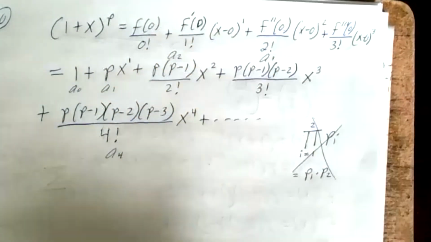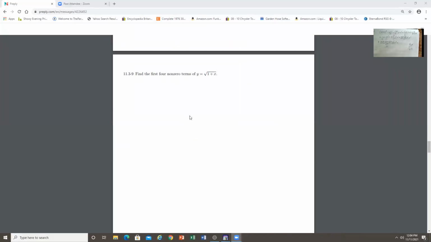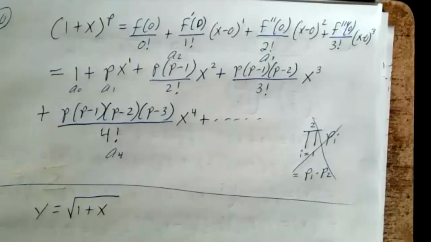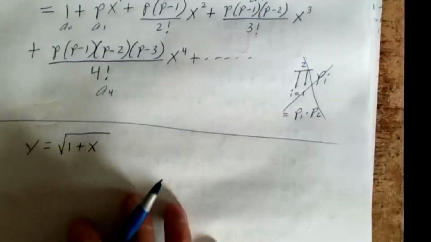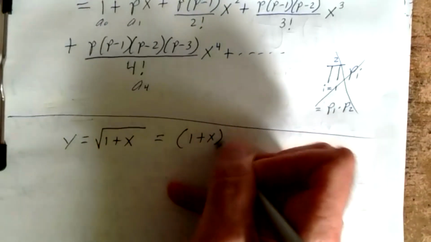All right. Disregard that. Now they want you to find the first 4 non-zero terms of y equals the square root of 1 plus x, the first four non-zero terms. But do you agree that we can rewrite this as 1 plus x to the 1/2 power?